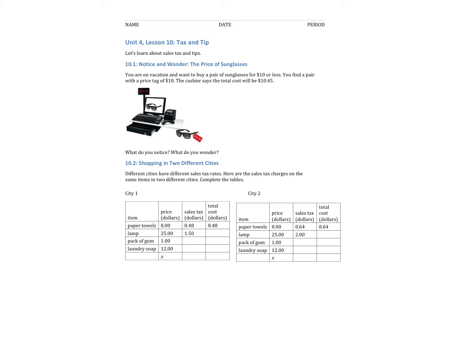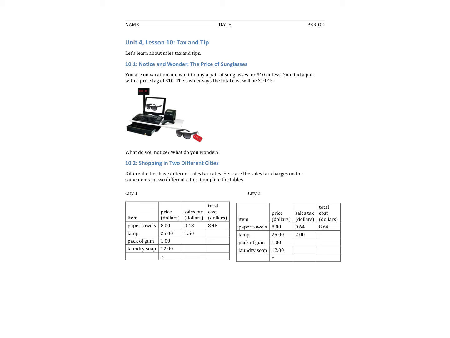Hello, welcome to Unit 4, Lesson 10, Tax and Tip. Your learning objective for today's lesson is to be able to understand and solve problems about sales tax and tips. So we're going to be taking what we've learned about percentages and now applying it in more real-world applicable situations.